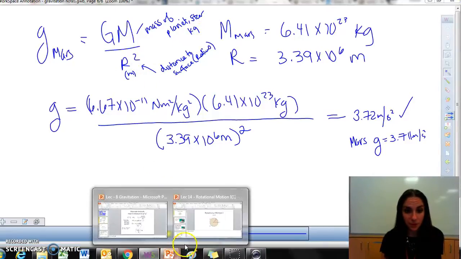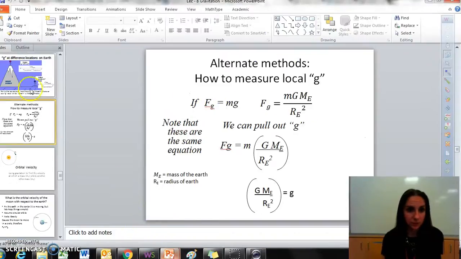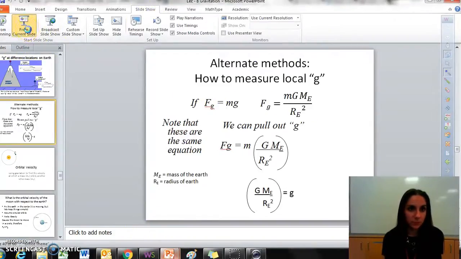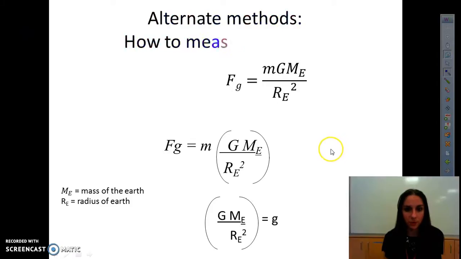Okay, so let's go back here, and that's where we are here. This is specific to Earth. Notice the E right here, and if you see that on homework or assignments, R_E refers to the Earth.